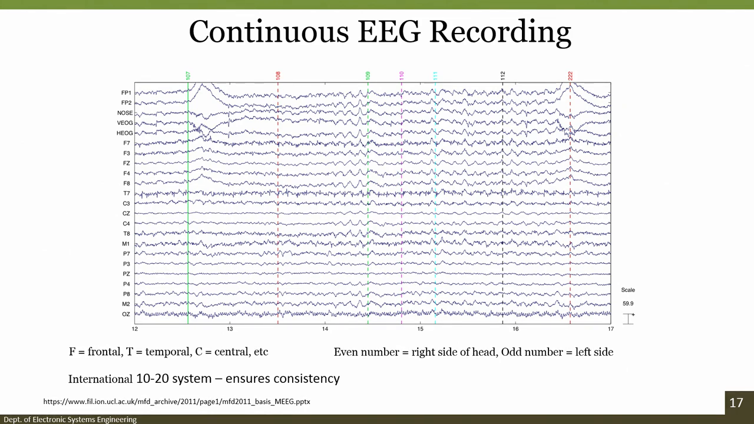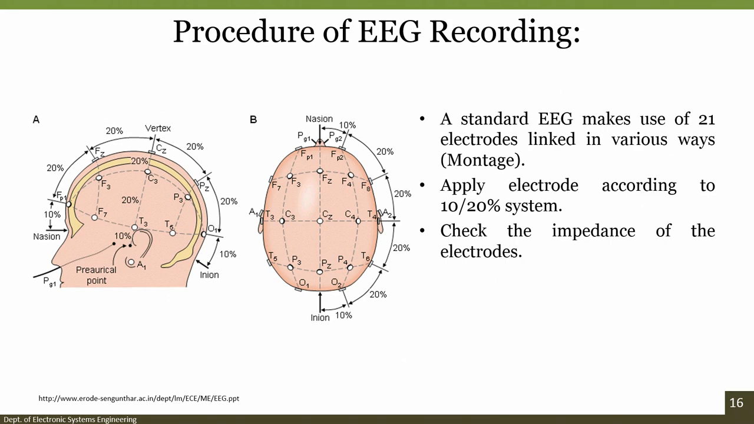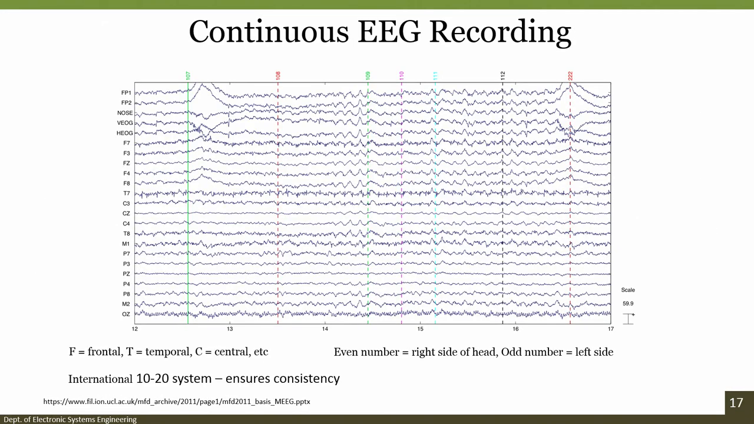Now, like I said, there is some terminology we are using, for example, FZ, CZ, PZ. So, what are those things? F stands for frontal, T stands for temporal, and C stands for central. An even number is on the right side of the head, and an odd number is on the left side of the head. This is the international 10-20 system, which ensures consistency, and this is how the signals look.